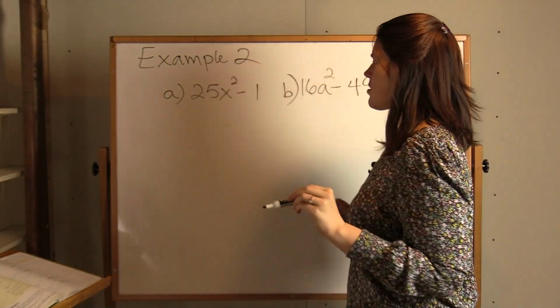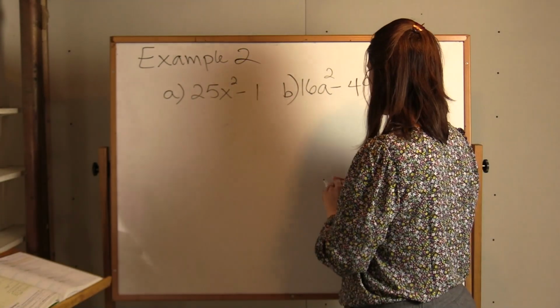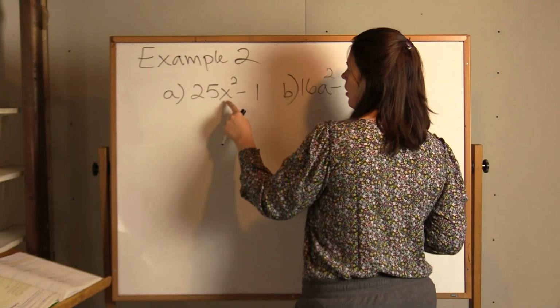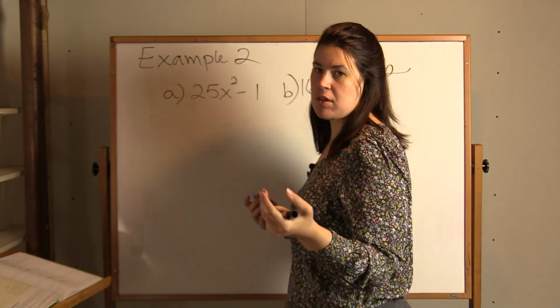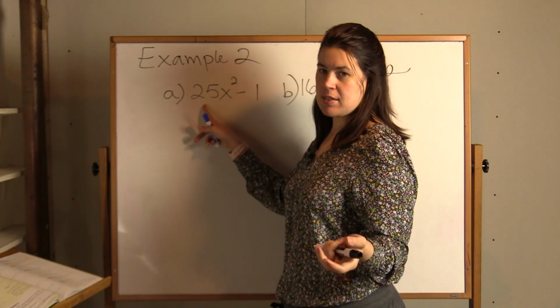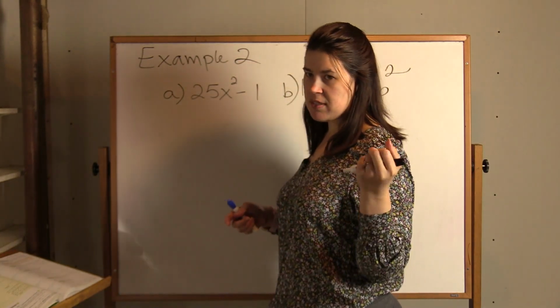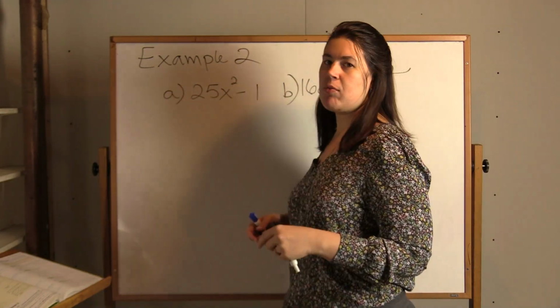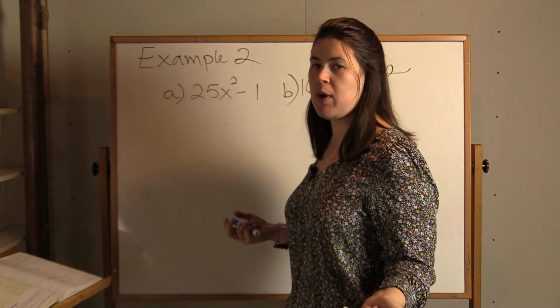Okay, we're going to do these first, and then I'll do C after we do these. Okay, so in this, obviously the x squared is going to work because it's an even exponent. 25. Can I take the square root of 25? Yes, because 5 times 5 is 25. And 1, what is the square root of 1? So what times what makes 1?